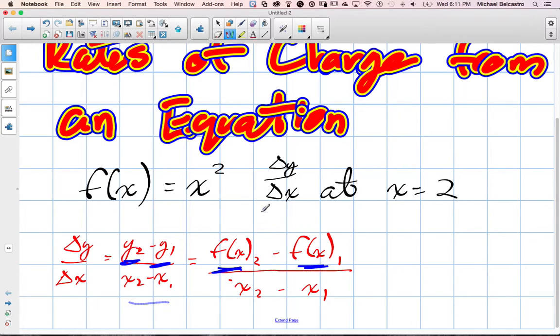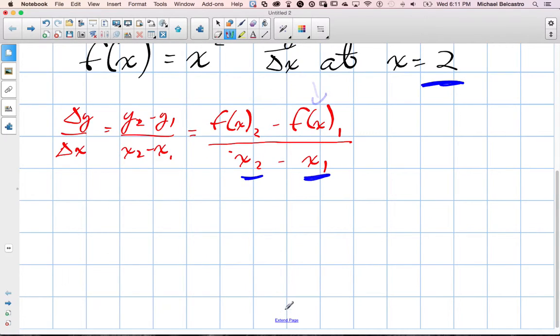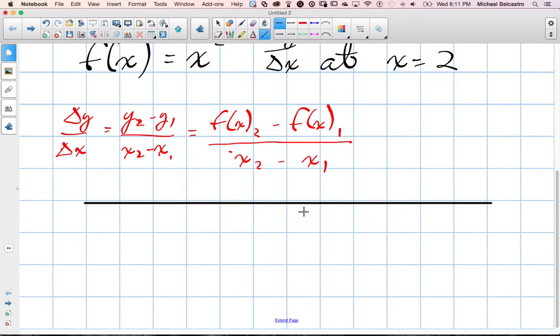Okay. So what that means is we need two sets of coordinates. We need a coordinate when x is 1 and then when x is 2. And since we're trying to find a rate of change at 2, we're going to use several different values, kind of like on a table, to get closer and closer and closer to it. So let's try to tease this out here. We're going to slowly get closer and closer to 2.